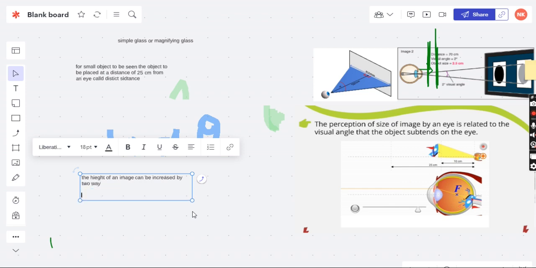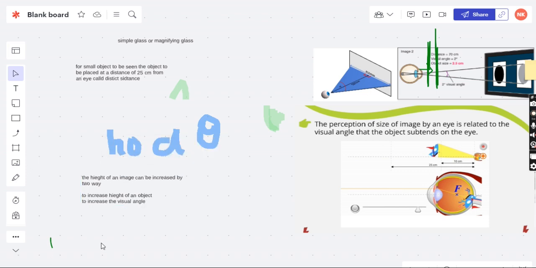The first way is to increase the height of an object, and the second way is to increase the visual angle. Ultimately, increasing the height of the object, the visual angle increases. So yeah, okay, we are done with it. The height of an object is directly proportional to theta, and the more the height of an object, the more the visual angle is, right? So now moving ahead to discuss a formula here.